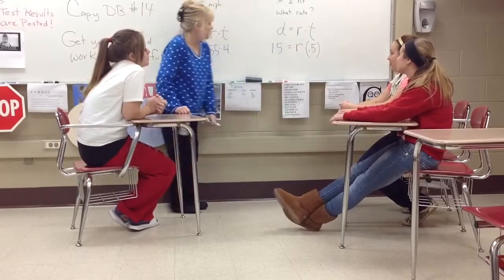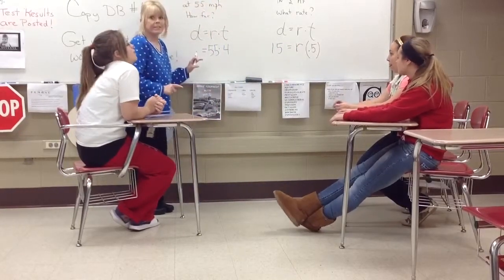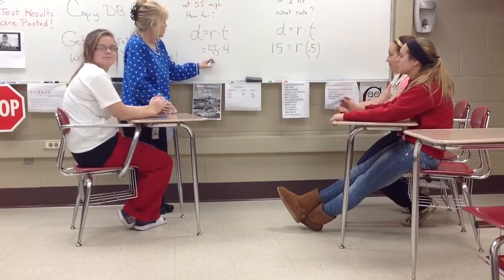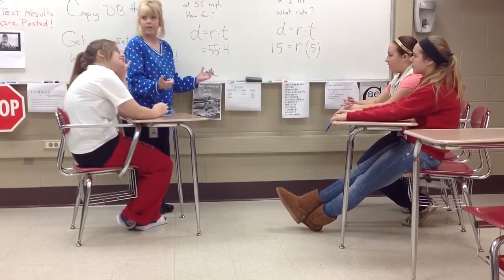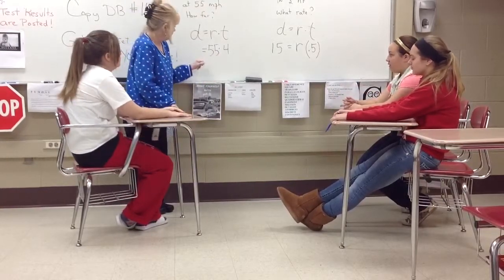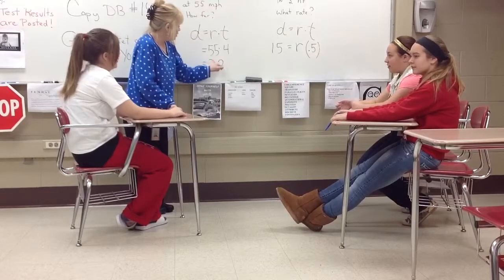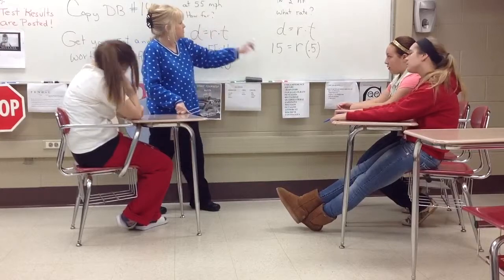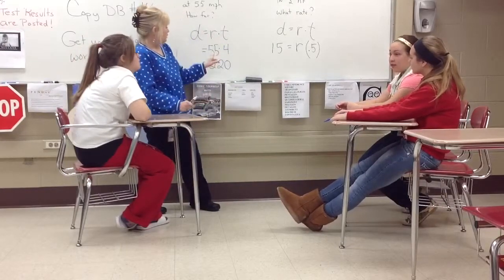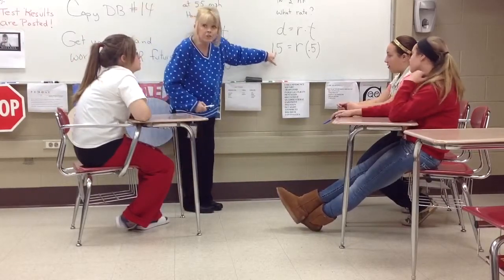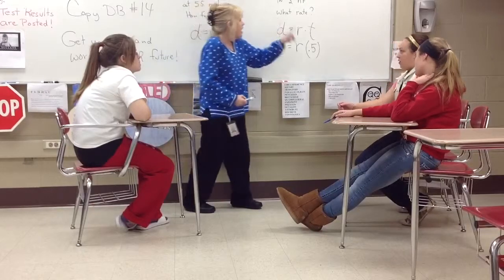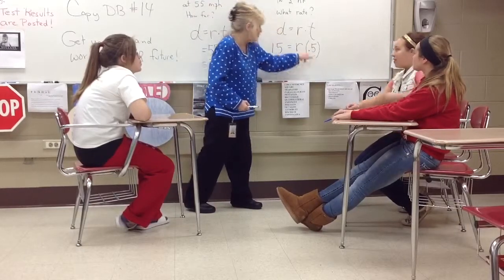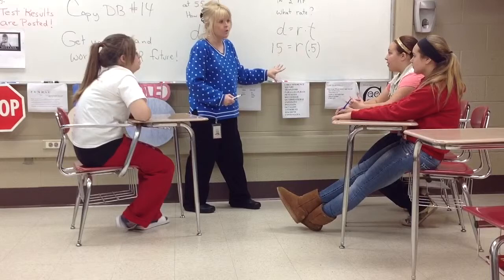Now look at the difference. This one is easy greasy because you just take that and times it by that. Boom, what do you get? 220. Now I'm not going to put the label in there yet. But this one, notice the difference. This one, one of the numbers ended up on this side of the equal sign, and one of the numbers ended up on this side of the equal sign. When that happens, that's when you divide.